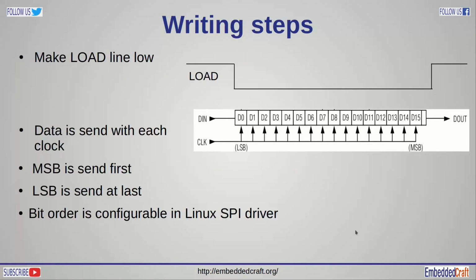To write 16 bits to an SPI device, we need to follow these steps. First make the load line 0. And then data is sent on each clock. MSB is sent first and LSB is sent at the end. Bit order is configurable in the Linux SPI driver.